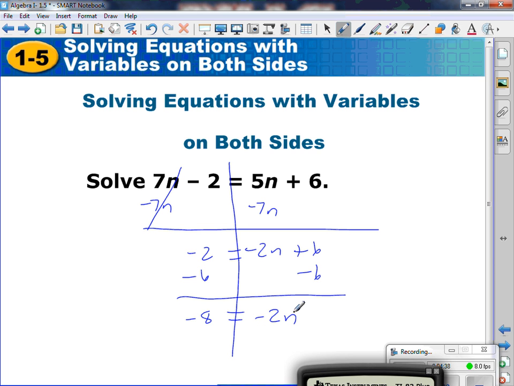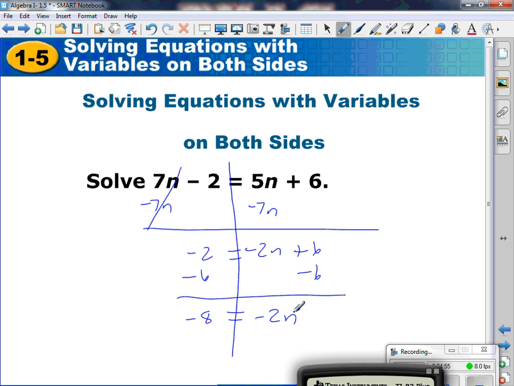Negative times negative is a positive. Negative divided by negative is a positive. But with addition and subtraction, if they're the same, it stays the same. If they're different, the bigger one takes the sign. What's my next step?